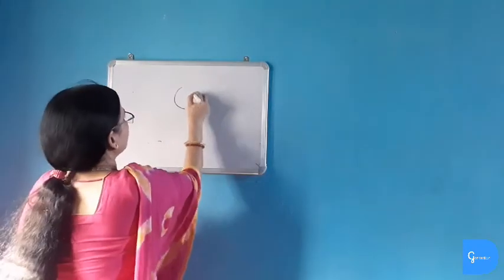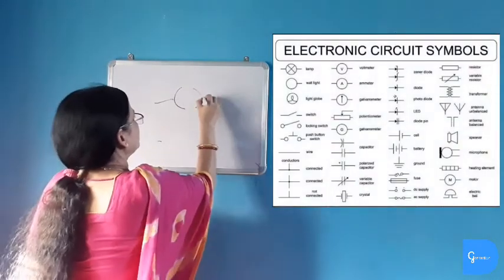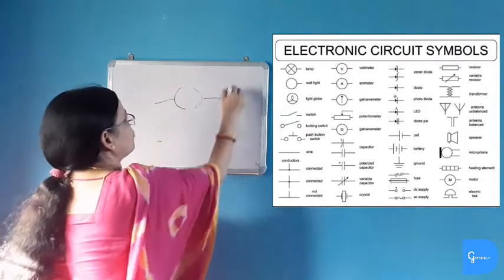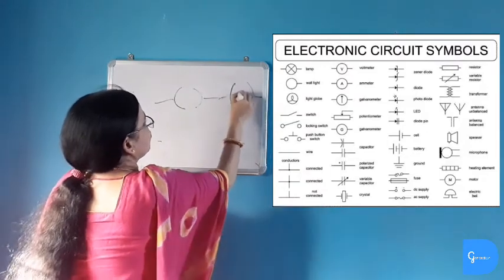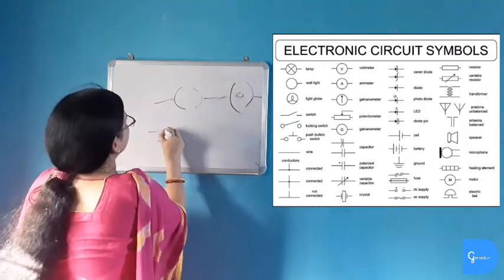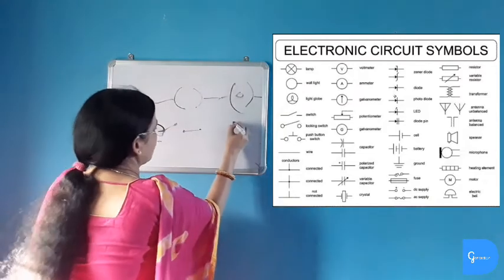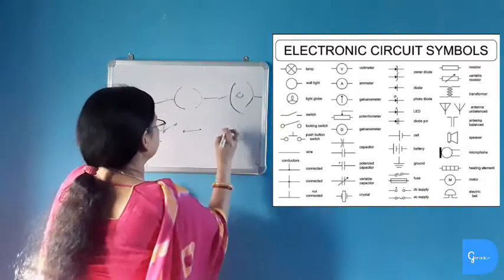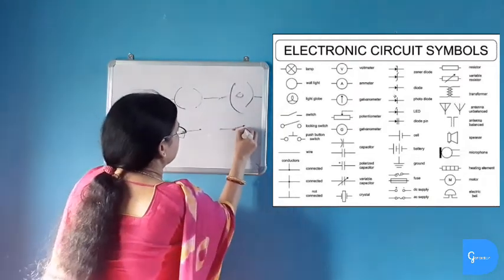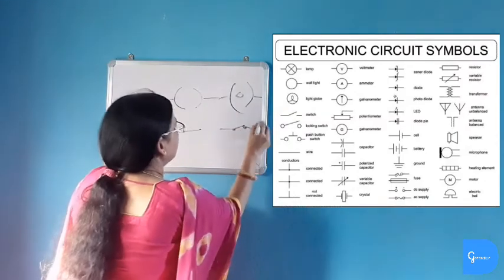Now see a few symbols. This is the symbol of an open switch when current will not flow, and this is the symbol of a closed switch. The open switch is also represented like this and the closed switch is represented like this.